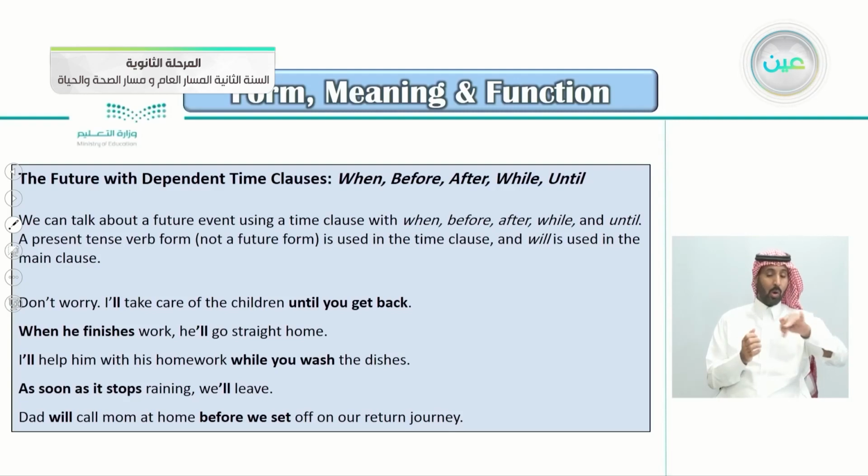So we have two clauses here, a time clause and a main clause. And will goes with the main clause here: he'll go straight home. And the time clause uses the present form of the verb. When he finishes work, this is the time clause. The main clause: he'll go straight home. So the time clause answers the question when. When will he go straight home?